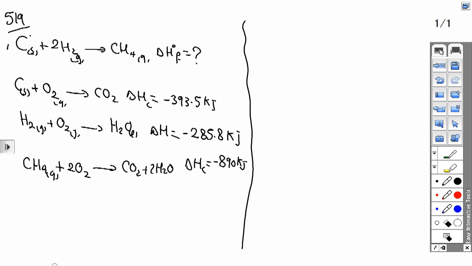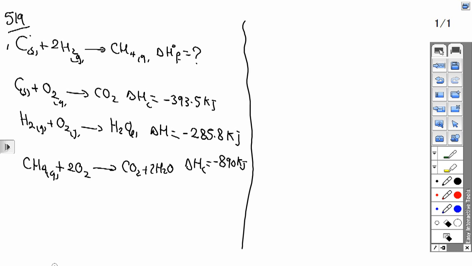How? We have to modify the three equations to be like the main equation. Again, we have to modify these equations to be like the main equation. So you should have the main equation and the steps that lead to this equation. How do we modify this?